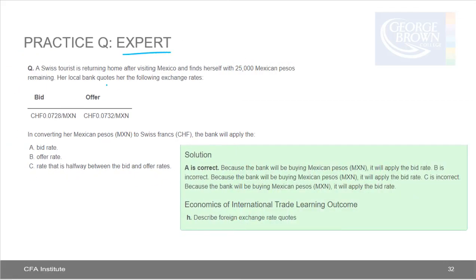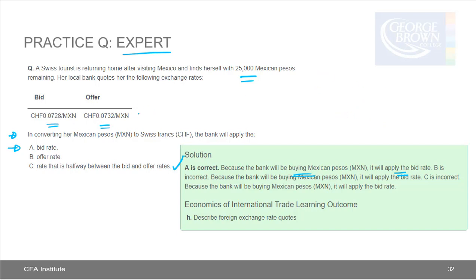Okay, this question is expert in the learning ecosystem, but I don't think it's all that difficult if you just talk your way through it. The Swiss tourist is returning home to Switzerland. That's her home country. And she has 25,000 Mexican pesos. And so she wants to sell the pesos to buy Swiss francs. So in converting her Mexican pesos to Swiss francs, the bank is, of course, going to apply the bid rate. The correct answer is A. The bank will be buying the Mexican pesos, so it'll apply the bid rate, buy low, sell high. Okay? So again, I don't think that question is too difficult.